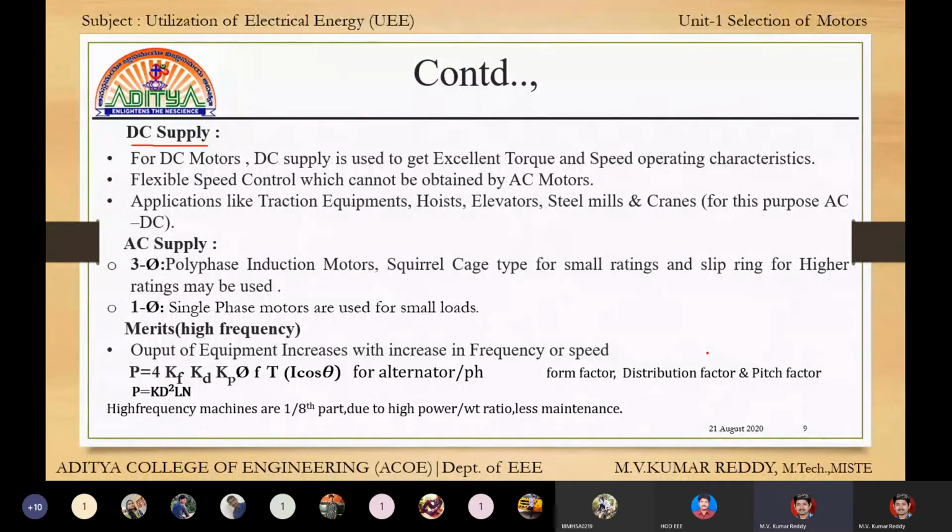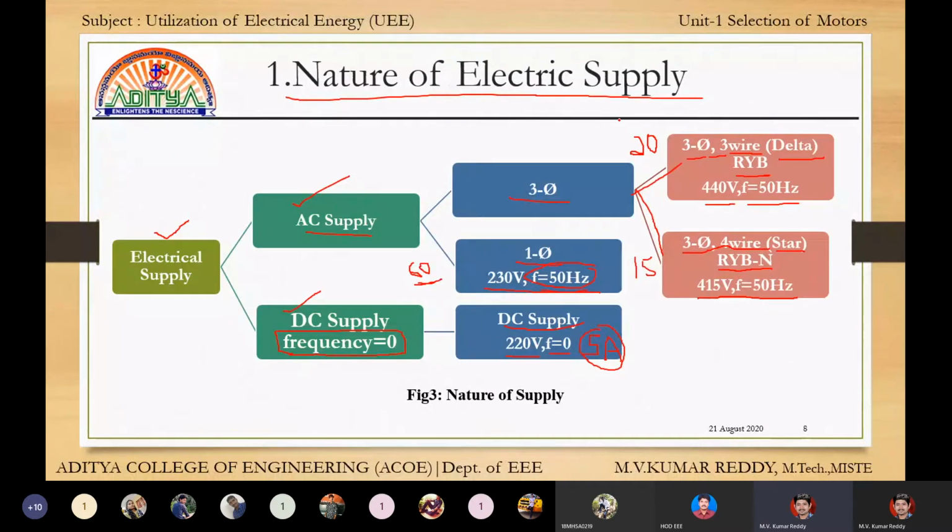Okay, we will continue our class from nature of supply. Nature of electrical supply. There are two types of electrical supplies. First one is AC supply, and second one is DC supply.